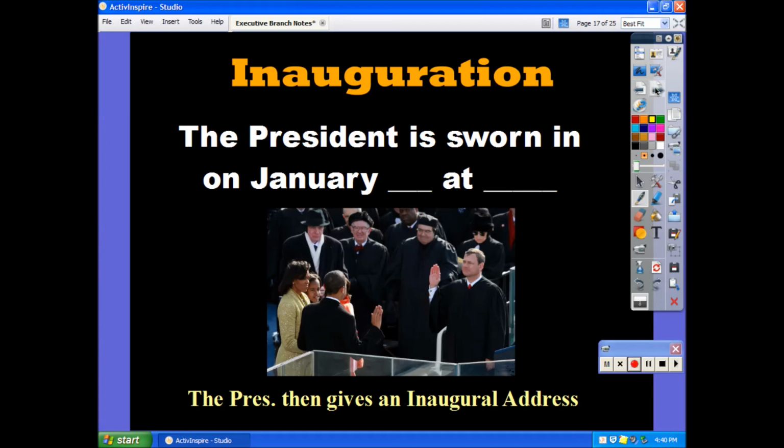The new president will then turn around and give what's called an inaugural address, a speech at his inauguration, which basically outlines his plans for what he expects to accomplish in his first term, the things that he wants to focus on.